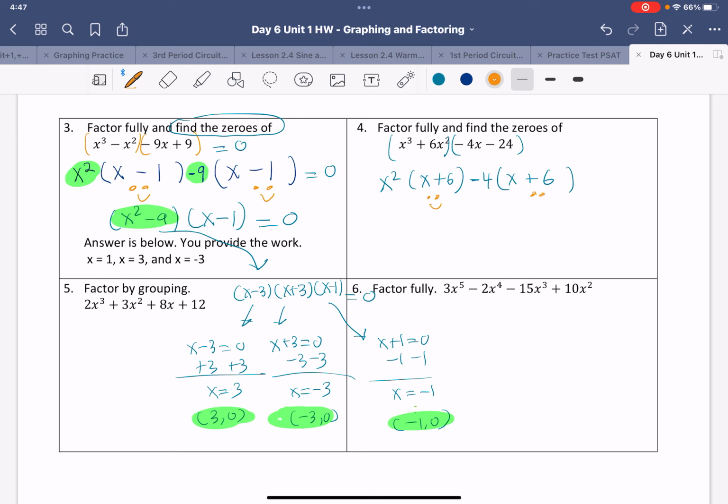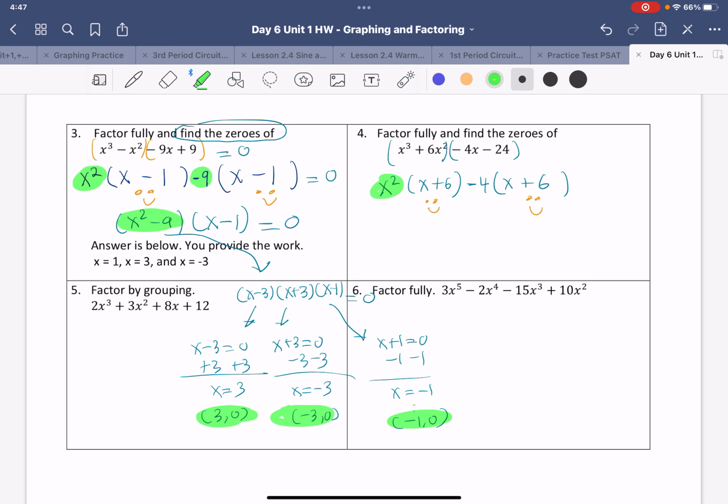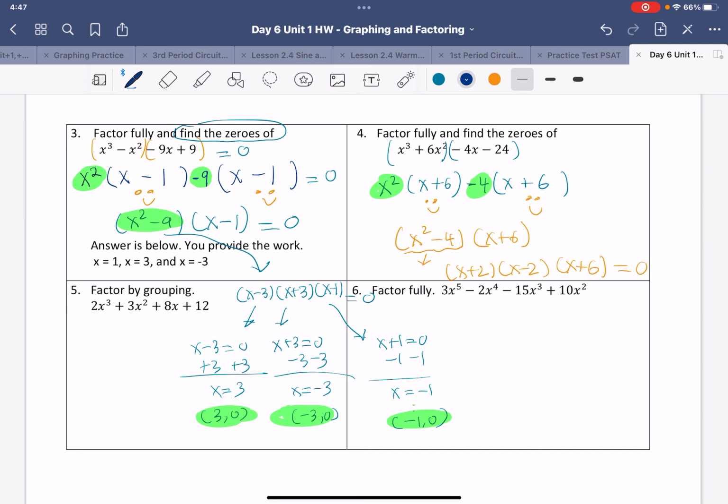Smiley faces. Highlight what's on the outside. Put that together. Copy one of the smiley faces. Check to see if I can break anything down. I see x squared minus 4. That's x plus 2, x minus 2. And I've got to set these all equal to 0. And then for this case, I'm just going to write x equals negative 2, x equals 2, and x equals negative 6, which is negative 2, 0, 2, 0, and then negative 6, 0.